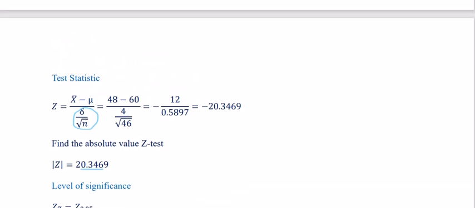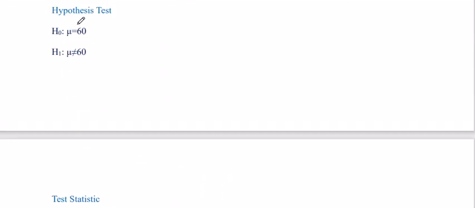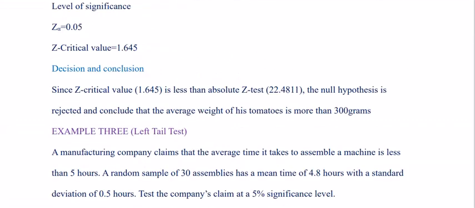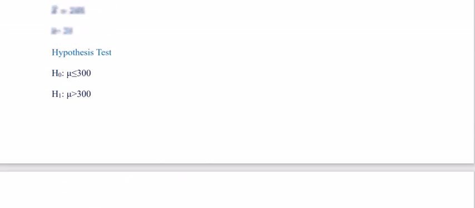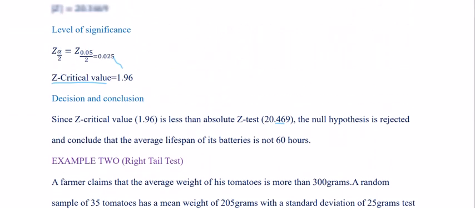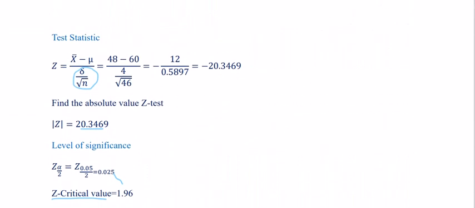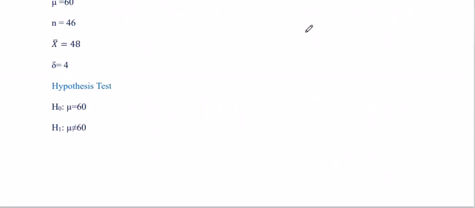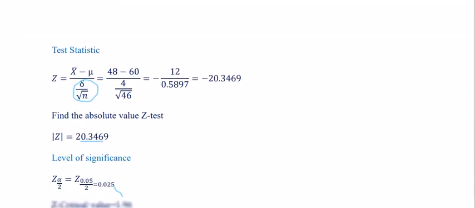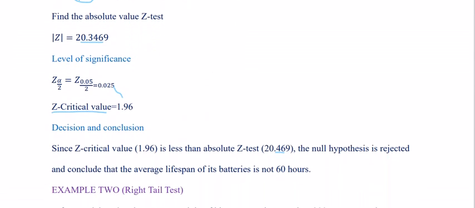And when we reject the null hypothesis, that states that the lifespan of the battery is 60 hours, we are accepting the alternative hypothesis, which means that the lifespan of the battery is not 60 hours.